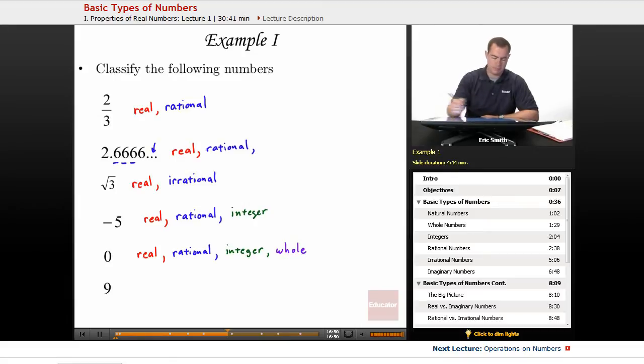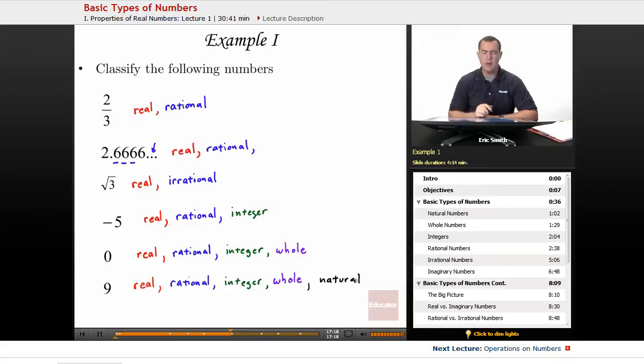All right, one more. Let's classify 9. This one is a type of real number. We can write it as a fraction, so I know that it is rational. It is definitely on our list of integers. It is also a type of whole number. And we can go just a little bit further with this one. This is a type of natural number. So 9 gets to be in a lot of different groups. It is a type of real number, a rational number, it is an integer, it's a whole number, and it is a type of natural number.